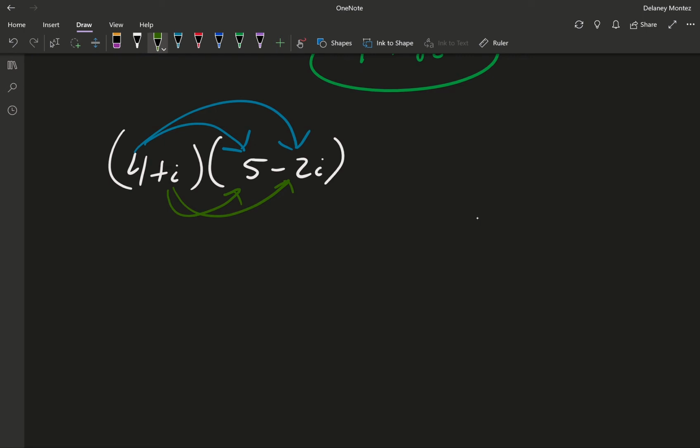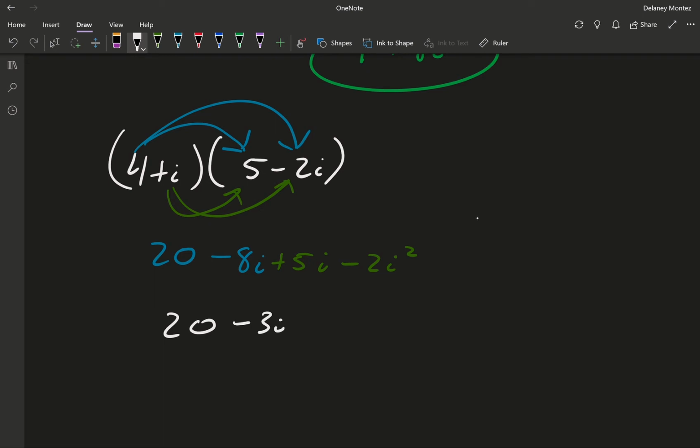So I'll do blue first. So 4 times 5 is 20, right? 4 times negative 2i is negative 8i. Now let's do our green. i times 5 is plus 5i, right? i times negative 2i is negative 2i squared. Okay, so now let's add up some like terms. So 20, right? There's no other constants, so we'll bring our 20 down. Minus 8i plus 5i, negative 3i, minus 2i squared.